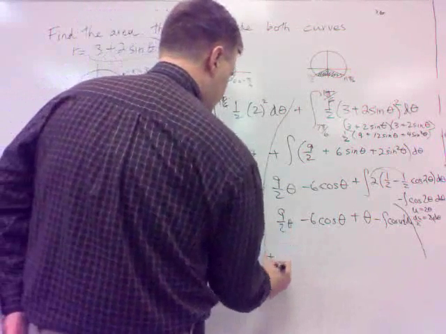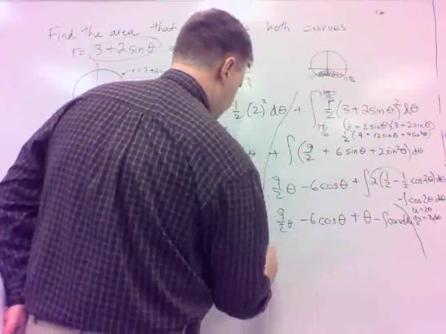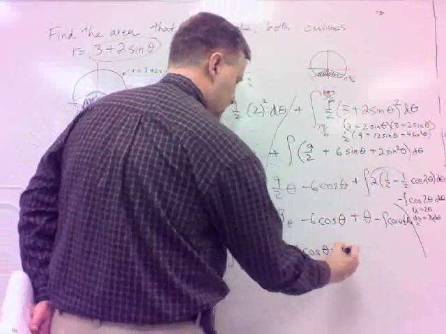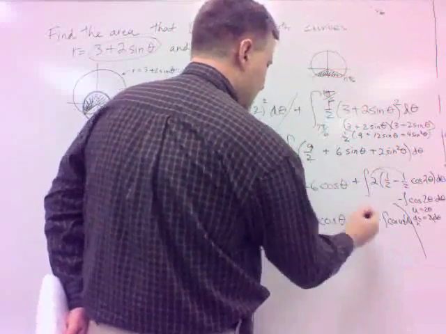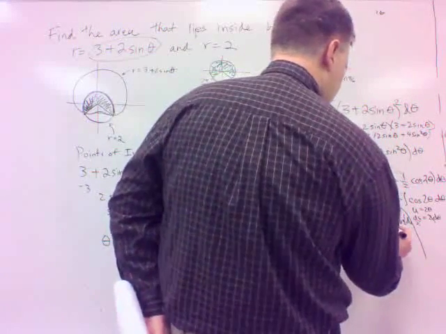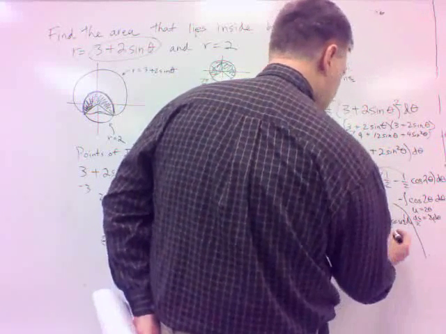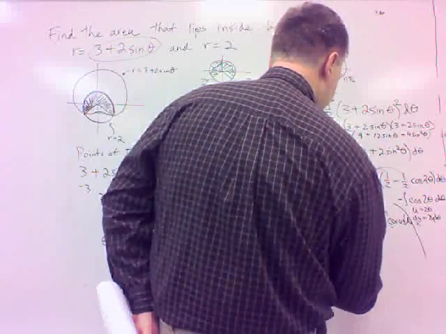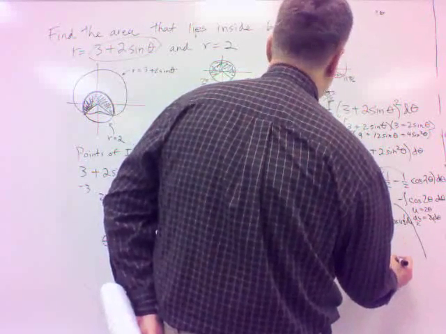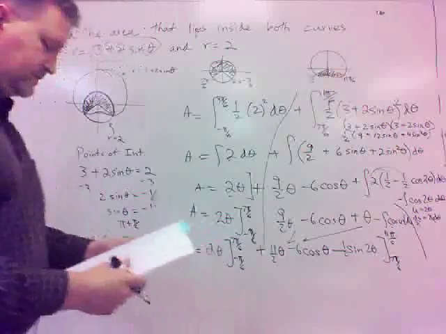All right, plus 9/2 theta minus 6 cosine. Save myself a little room here. It's 2 over 2, so this would be 11 over 2 theta. Cosine of u is sine, so that would be minus 1/2 sine of u. U is 2 theta. And I'm going to go there from 7 pi over 6 to 11 pi over 6.